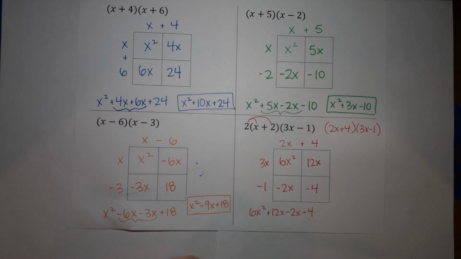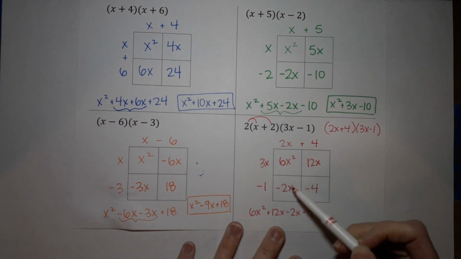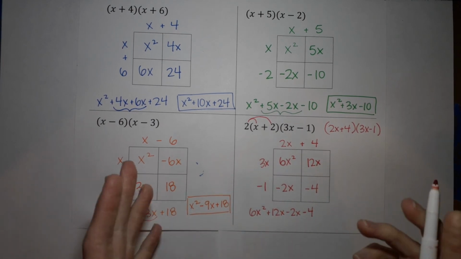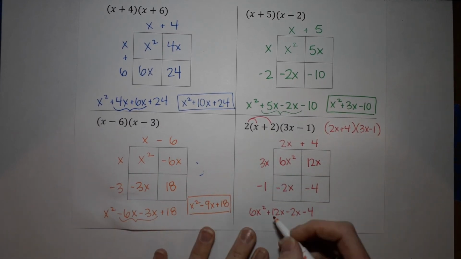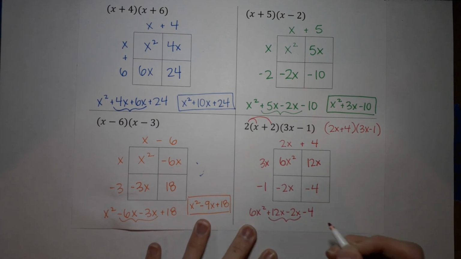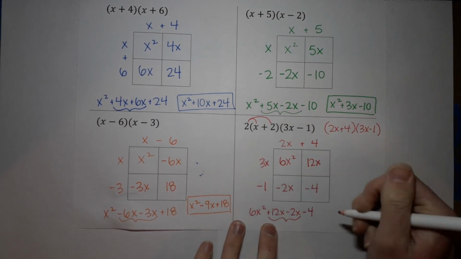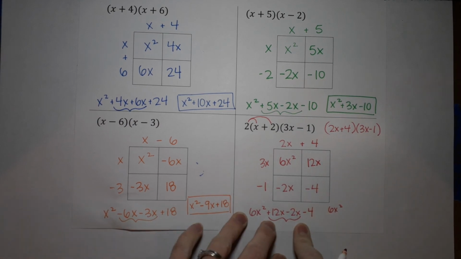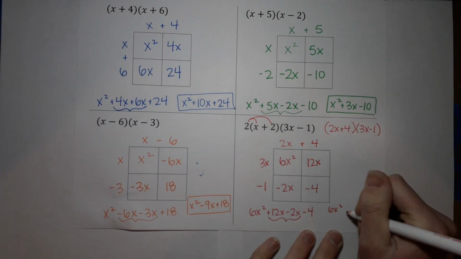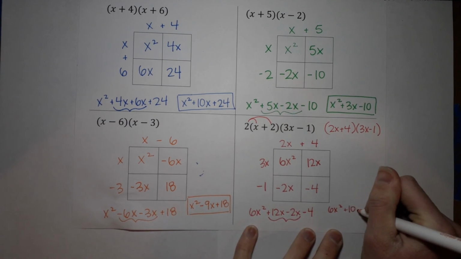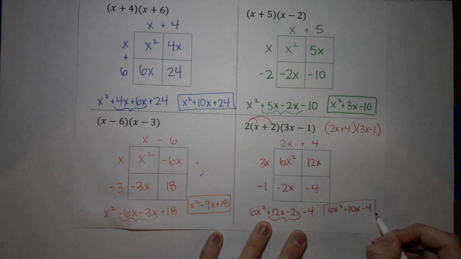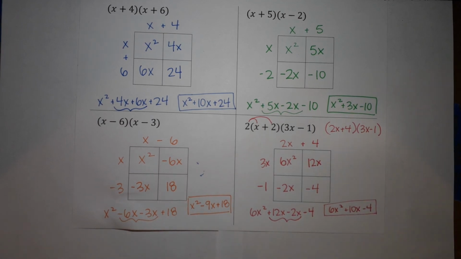Combine like terms. Now, you'll probably get to the point where you can just combine like terms without writing this whole part out. Awesome when you get there. Until then, write it. You can never write too much in math. All right, so we will have 6x squared, 12x minus 2x. I've got 12 x's, I take away 2 x's, so then I'm left with 10 x's, and then minus 4. Okay, there we go. Look at that. We did all 4 of those.